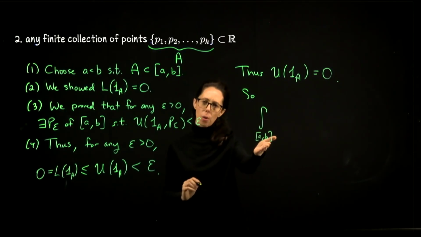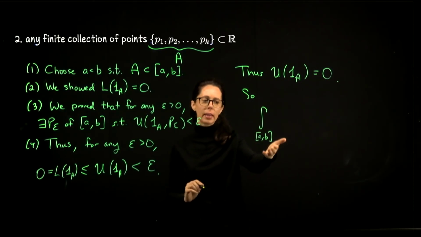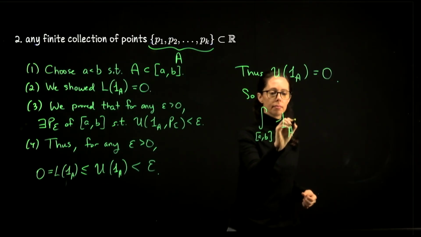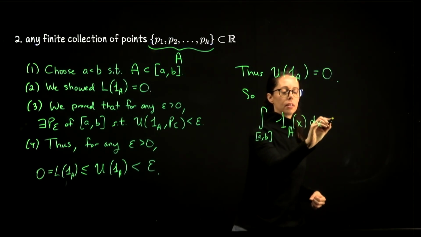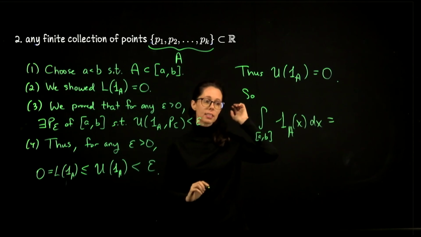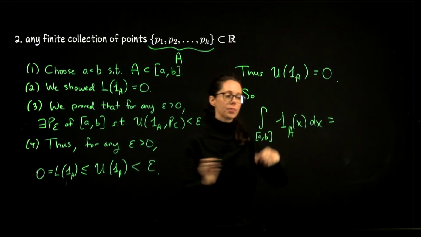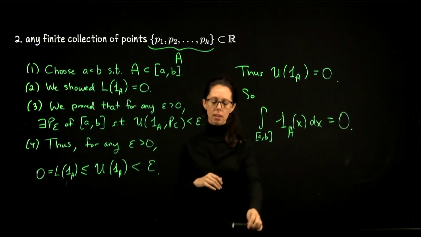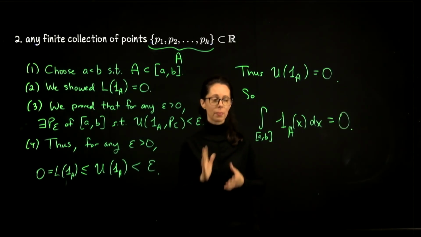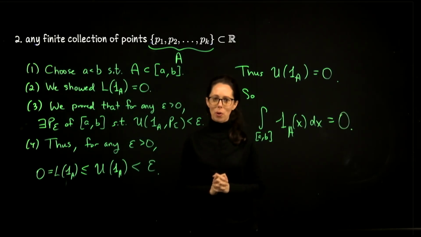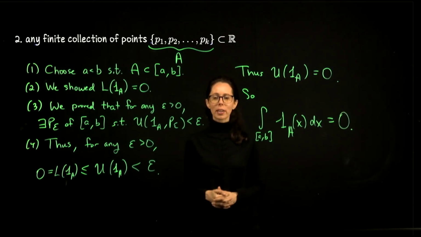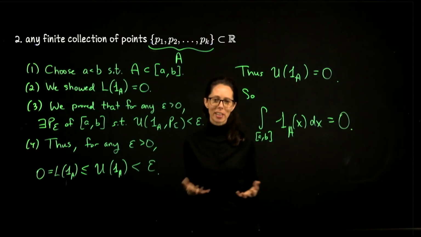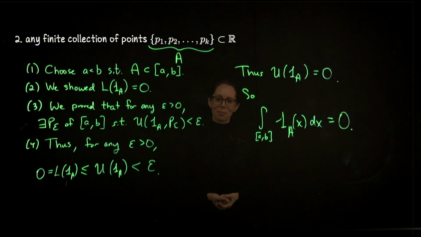This is the domain of my integration. And what am I integrating? The characteristic function of this set. This integral exists and it equals this shared value of 0. So any finite collection of points on R has a volume of 0. Let's think a little bit more about collections of points though. So we'll do a few more examples with points. They're not going to be a finite collection though, because we just established that any finite collection has a volume of 0.